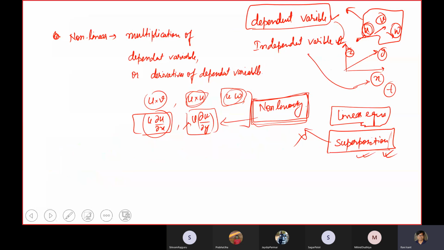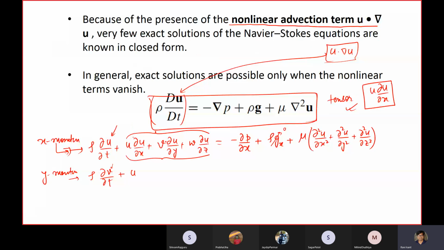Okay, so this slide is visible. In this second term, third term, and fourth term, you can see there is a multiplication of a dependent variable with its derivative. So that is why these three terms give rise to non-linearity in the equation.